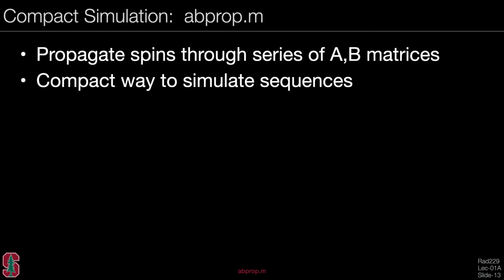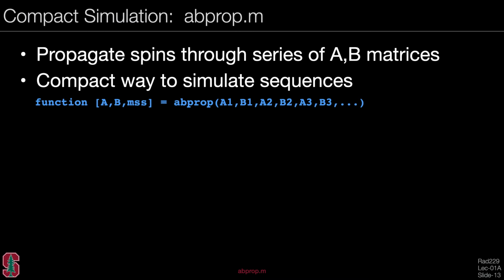Okay, so now we can do this a little bit more compactly, and there's a function abprop.m which allows you to propagate spins through a series of A and B matrices, and this is a bit more of a compact way to simulate these sequences. So the function looks like this. The abprop.m is in the MATLAB folder for the class. So basically this is going to return the A matrix, the B vector, and the steady state that corresponds to these.